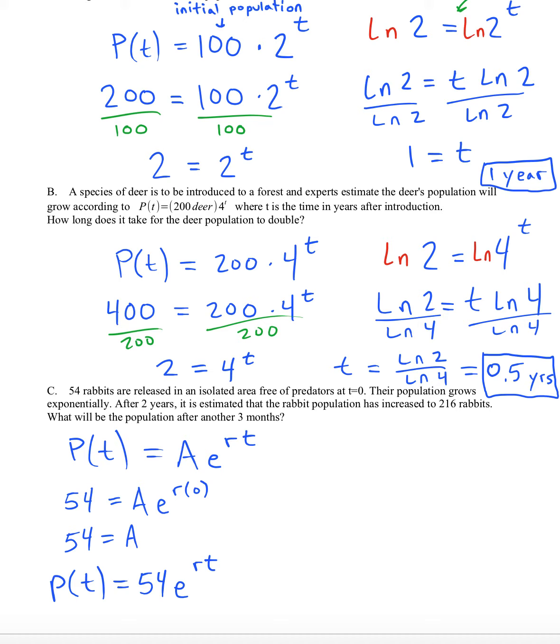But at this point, we need to know what r is. So let's use the other information given. They said after 2 years, we'd have 216 rabbits. So we'll set P equal to 216. That's the final value of the population. And they said that this would happen after 2 years. Like before, we'll solve for an exponent, but this time it's r that we're looking for.